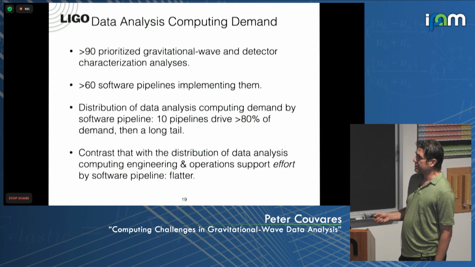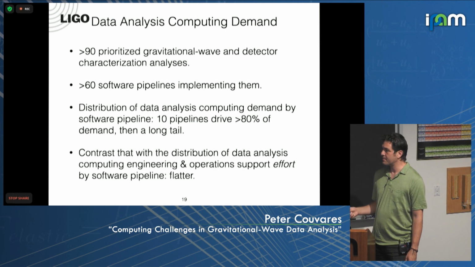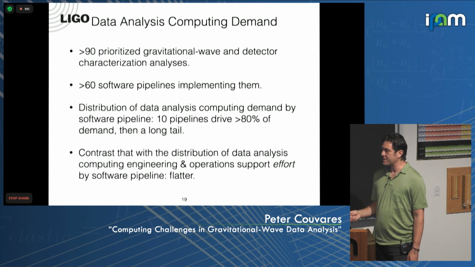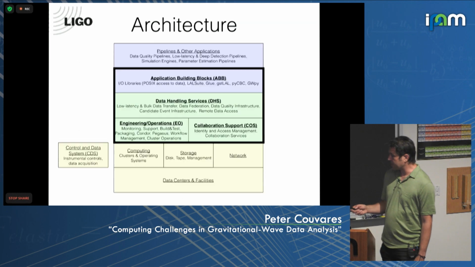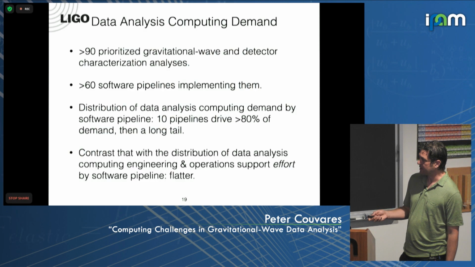The demand for our computing is driven by about 90 different searches or analyses. And so across those 4 search groups and detector characterization, there's about 90 different searches we do. And for each one, there's about 60 different software pipelines implementing them. So there's a few pieces of software that drive 2 or 3 or 4 or 5 different searches. But it's almost one piece of code per science target. And so there's a lot of software. And this is the software in the top box here. That doesn't include any of this stuff, but just this box here. There's 60 codes and 90 searches.